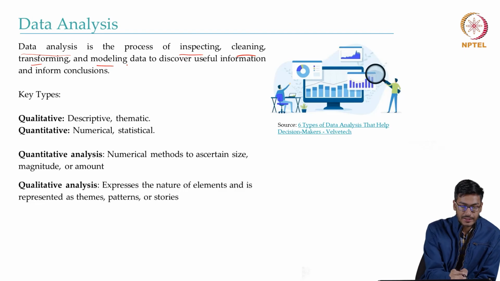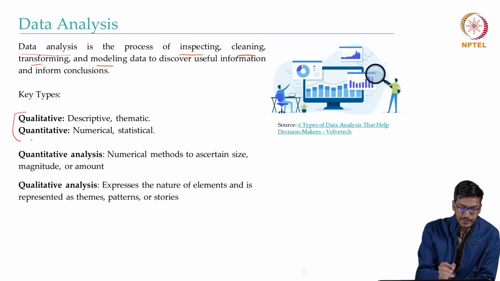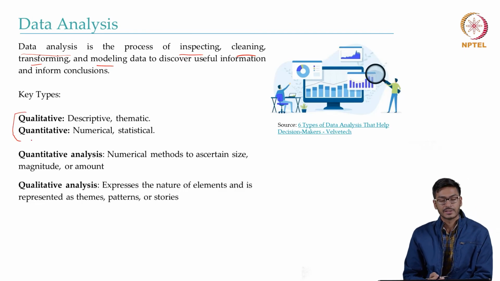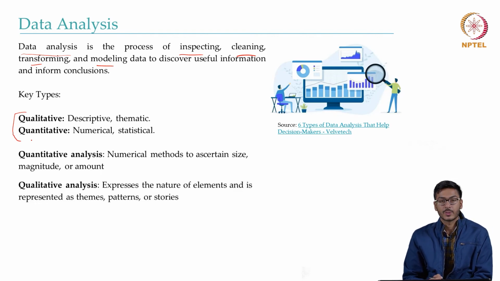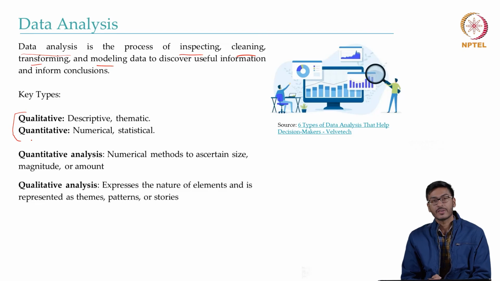The key types of data analysis include qualitative and quantitative. Qualitative is descriptive and thematic, while quantitative is numerical and statistical. Quantitative analysis uses various numerical methods to ascertain size, magnitude, or amount, while qualitative analysis expresses the nature of elements and is represented as a pattern or a theme or a story.